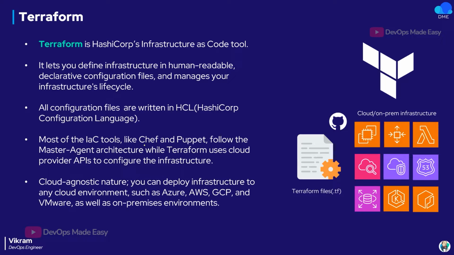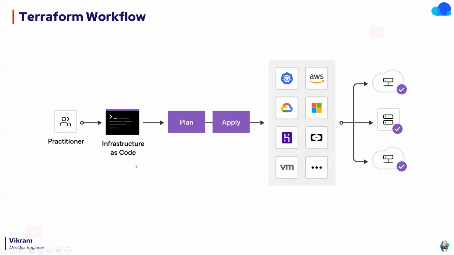Most of the IaC tools like Chef and Puppet follow a master-agent architecture, where you have a master running and agents running. But Terraform does not have any client-server or master-agent model. It uses the cloud provider APIs to connect to them and create the infrastructure. So we can use Terraform to provision infrastructure in any cloud like Azure, AWS, GCP. We already saw this in our Terraform sessions.